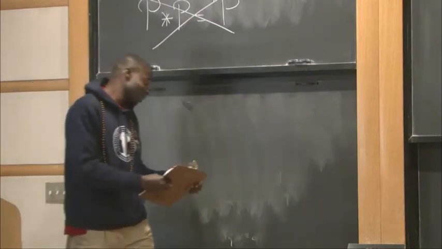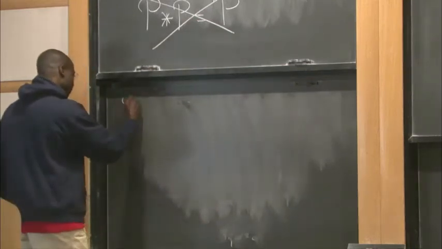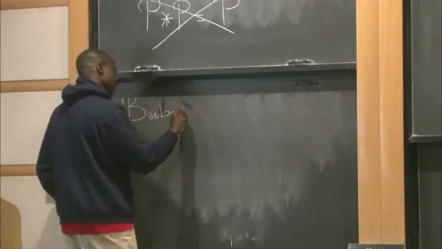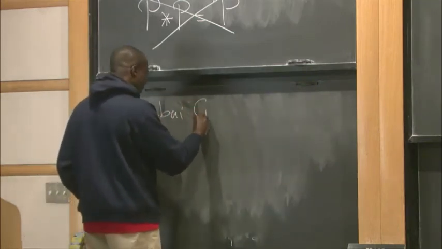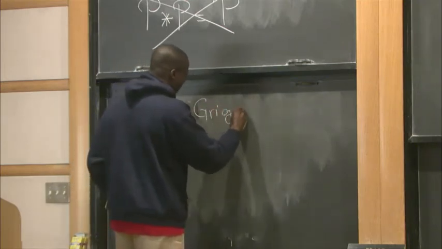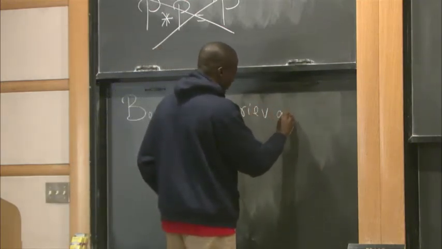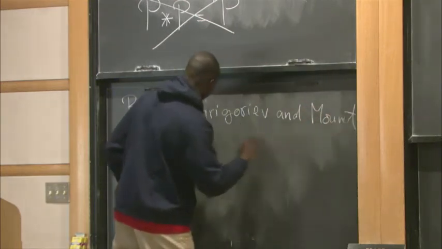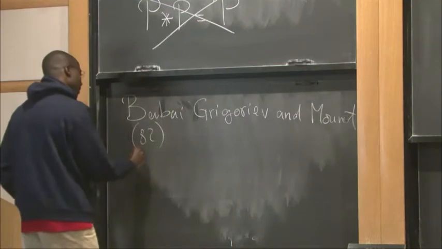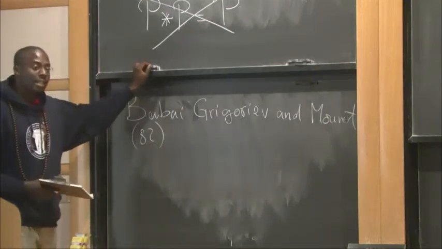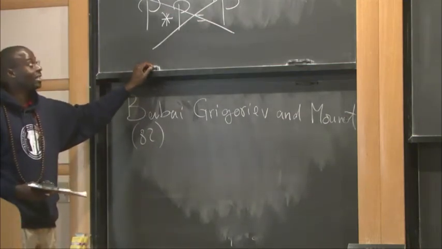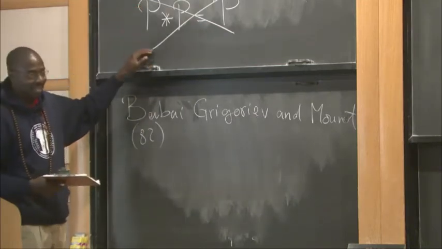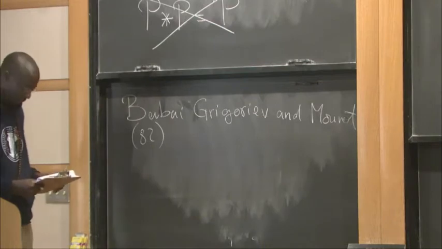Thanks to a result by Babai, Grigoriev, and Mount in '82, they showed that if the multiplicity of the eigenvalues is bounded by a constant, then the problem of isomorphism can be solved in polynomial time.